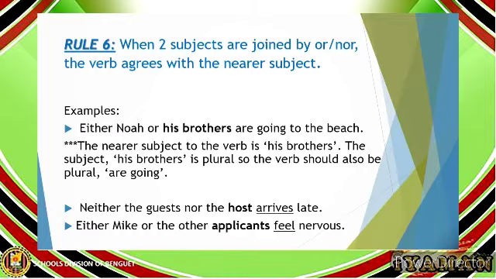What is the intervening expression? Correct. Together with. Take note, this has no effect in the agreement. The subject is Ryle, and it is singular or plural? Correct. It is singular. Thus, the verb should also be singular.